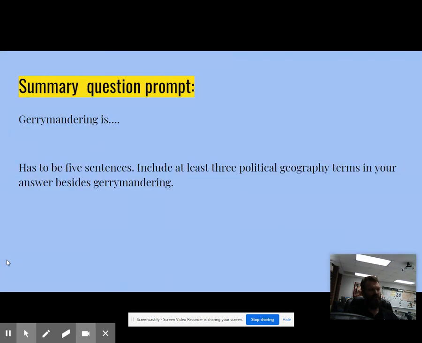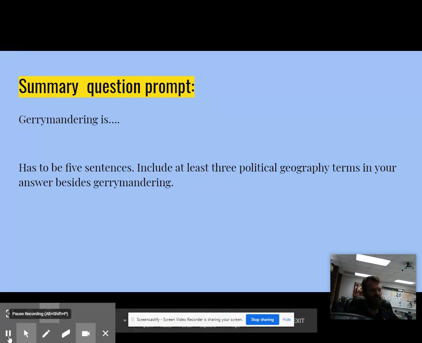Make sure you know what gerrymandering is. I won't make you write this, but it's important that you understand the districts and how gerrymandering can really influence an election. Okay, we will stop right there today, and I will see you tomorrow.